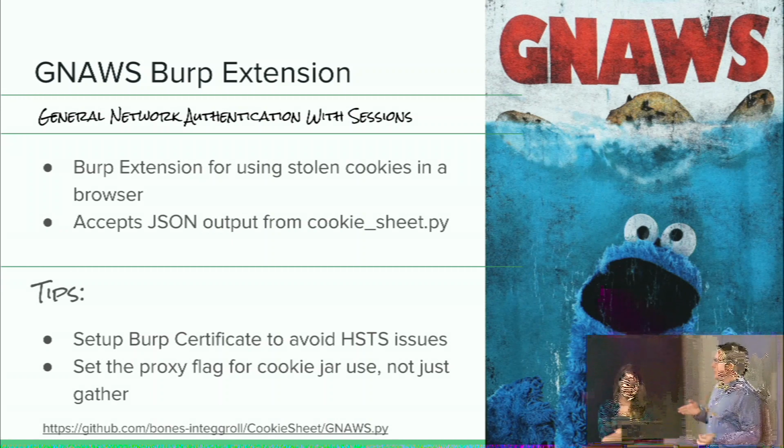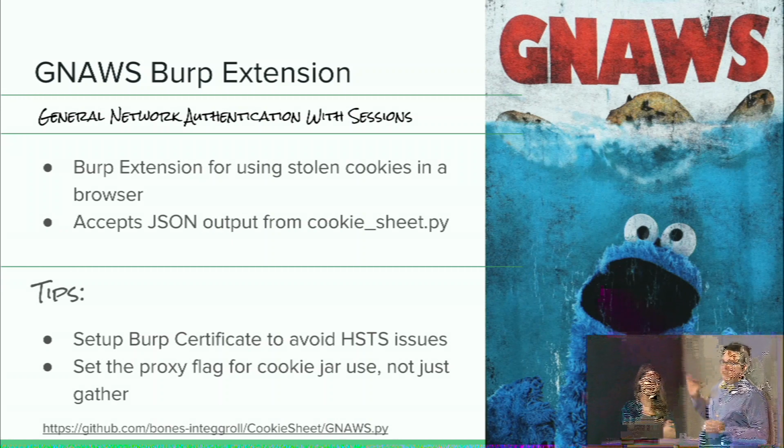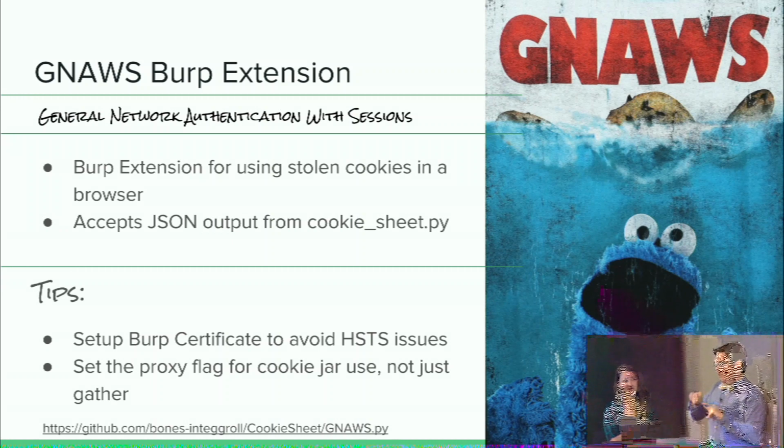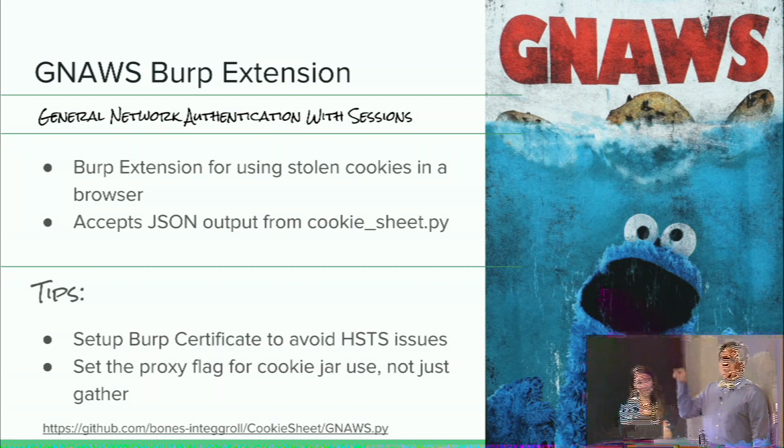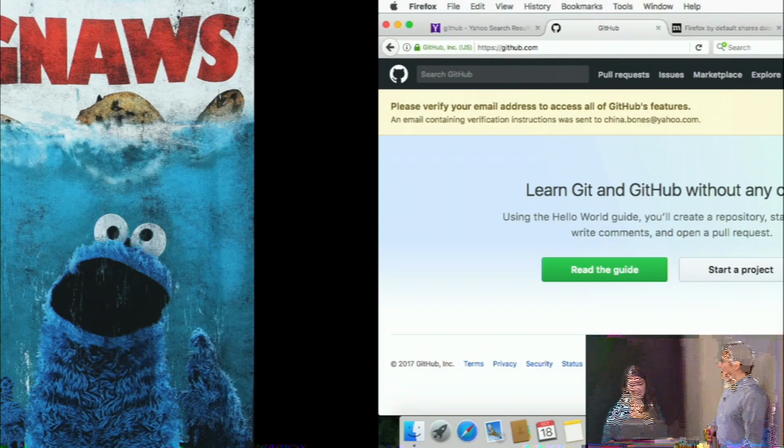And what I've done with GNAWS is take it so you can take those JSON files and load them into the session store inside of Burp so that you can seamlessly log in or use other people's accounts from your computer just having their cookies. So you don't need their passwords, you don't need to log in. You just need to take the cookies, put it in here, say go, use them, and then turn it off whenever you're done. And we've got a demo for that as well.